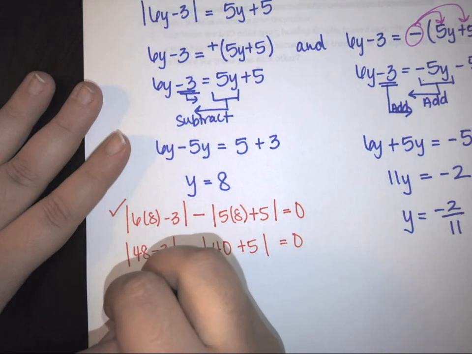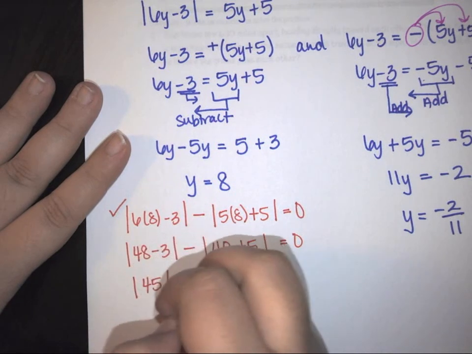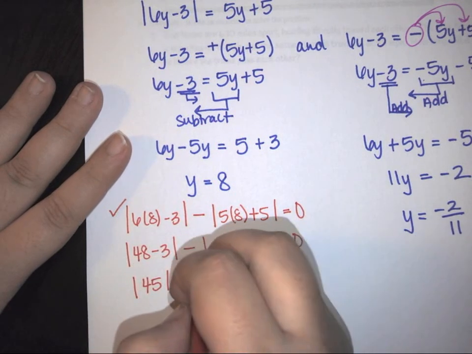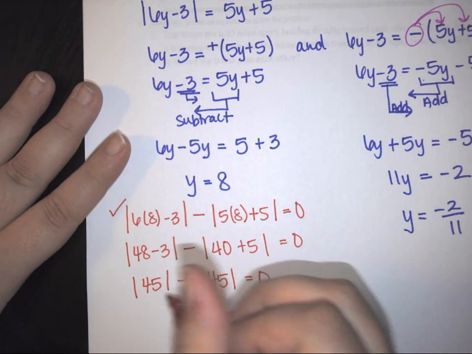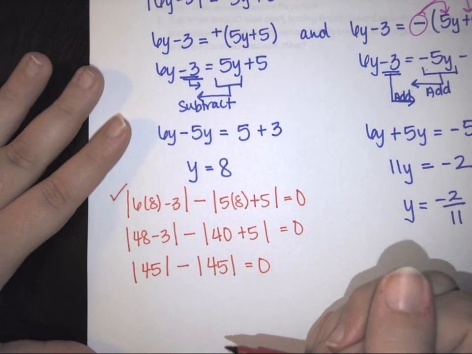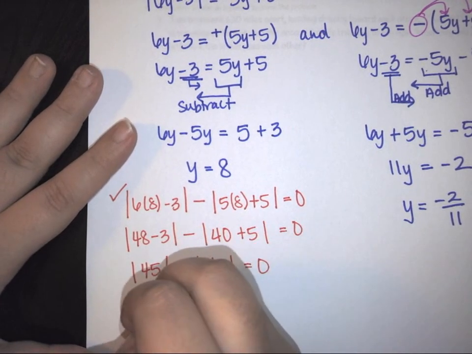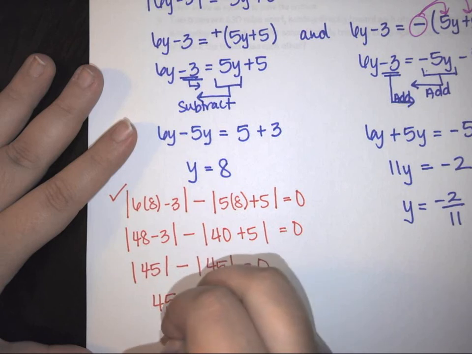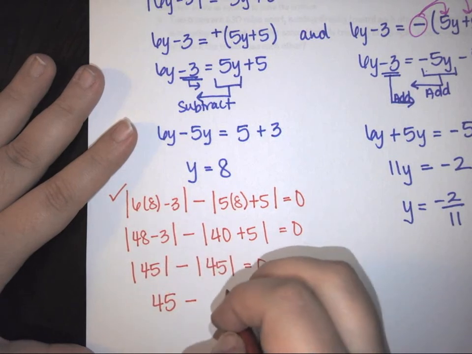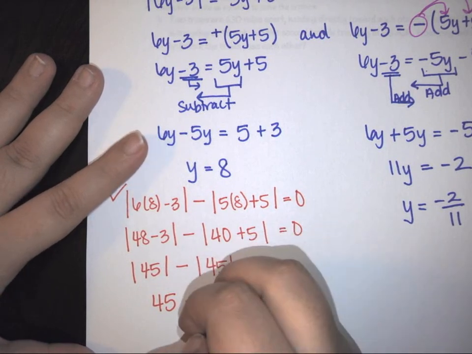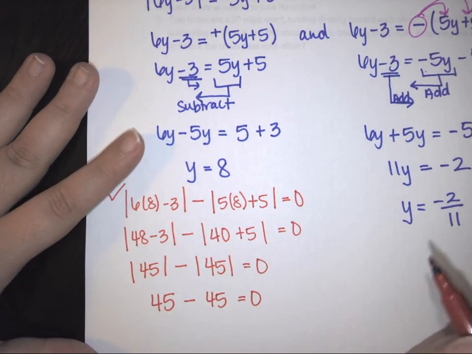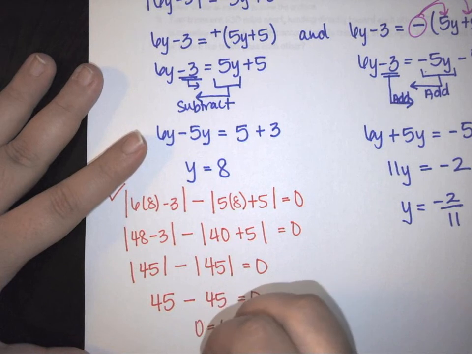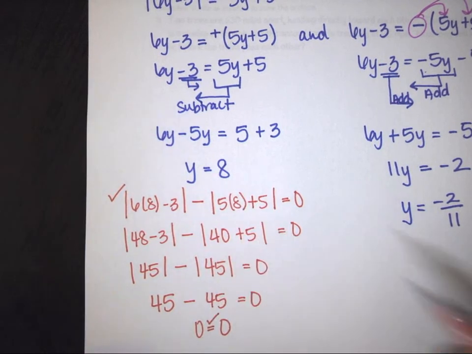48 minus 3 is going to give me 45. And then 40 plus 5 is going to give me 45. Apply my absolute values, and whatever comes out is going to be positive. So this is 45. My sign was still negative. Apply my absolute value again. Here I get 45. And what you notice is that 0 equals 0, which is a true statement. Thus, y equals 8 works.